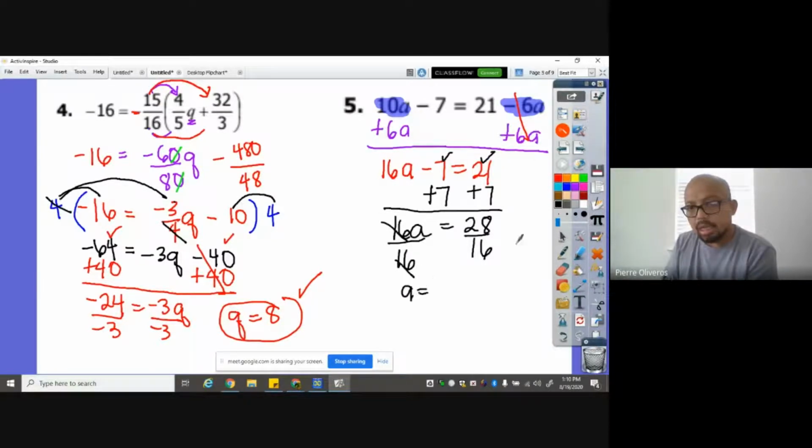Cancel a. All of them are divisible by 4 to reduce it to the lowest term. 28 divided by 4 is 7. 16 divided by 4 is 4. So the answer is 7 over 4. Kaboom.